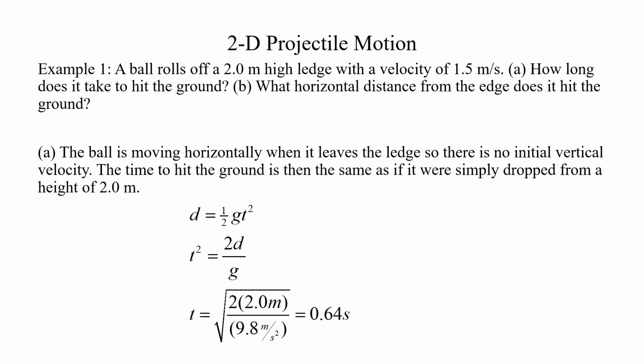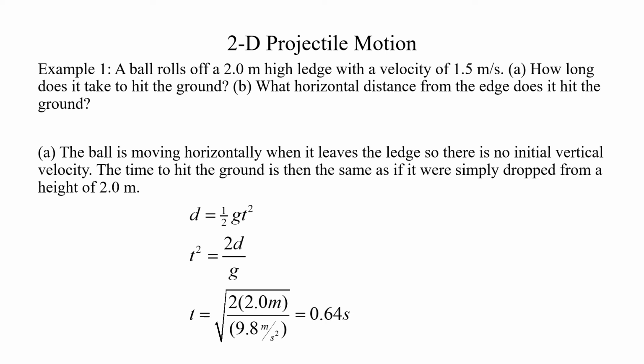So since we know it falls 2 meters, and we can get the distance it falls, we can write it as 1/2 gt squared. So we solve for t. Multiply both sides by 2, divide by g. We get t squared equals 2d over g, or t equals the square root of 2d over g. So the distance is 2 meters, and g is 9.8 meters per second squared. And so that gives us a time of 0.64 seconds. So that's how long it takes to fall to the ground.